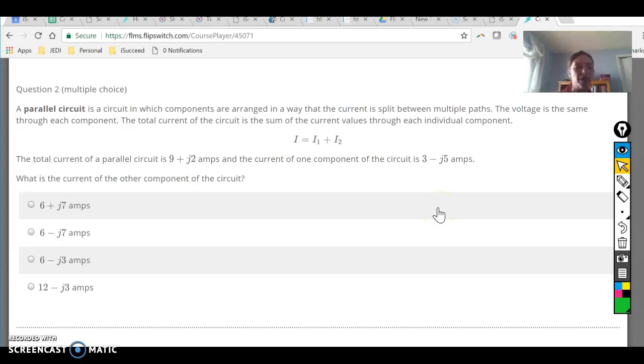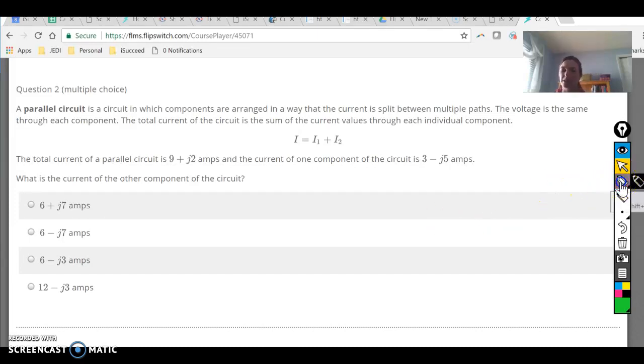Okay, question 2. A parallel circuit is a circuit in which the components are arranged in a way that the current is split between multiple paths. The voltage is the same through each component. The total current of the circuit is the sum of the current values through each individual component. So I'm told that the total current of a parallel circuit is 9 plus J2 amps, and the current of one component of the circuit is 3 minus J5 amps. So what is the current of the other component?